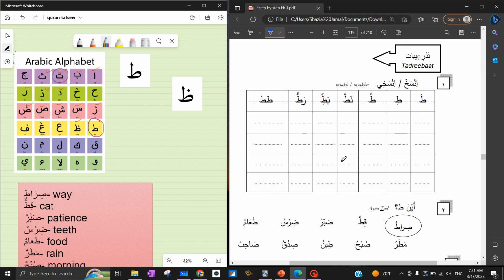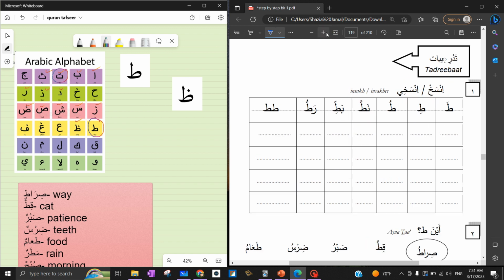So now we will do the writing portion of ta. I hope that you understand how to write ta. I will do a separate video in writing all these 12 letters, inshallah. So it will be very clear for you to see how a word in Arabic is written in joining letters. We will do all the random words like these in my separate video. But for now, let's see ta.